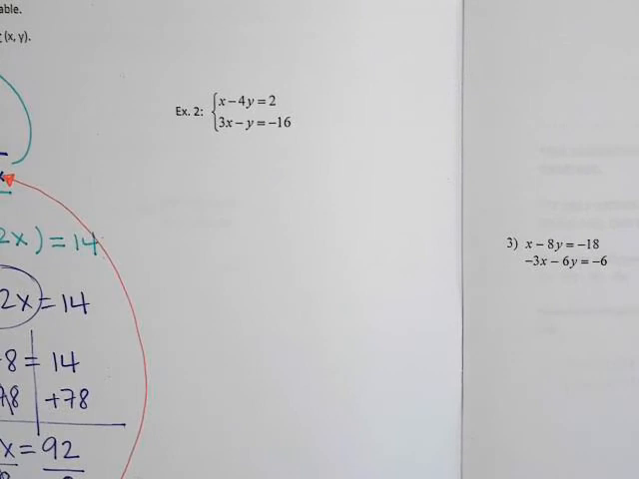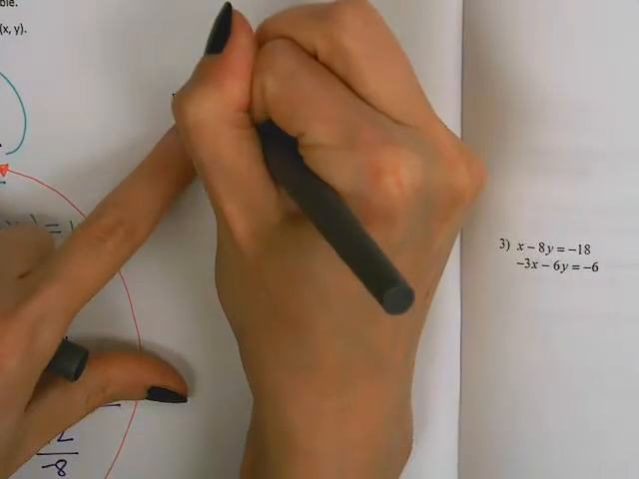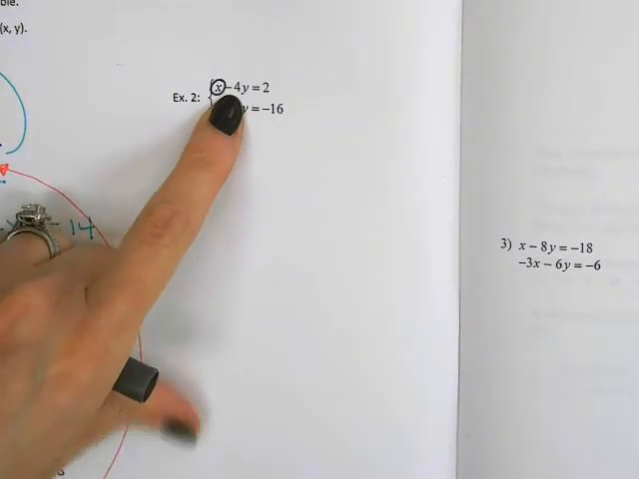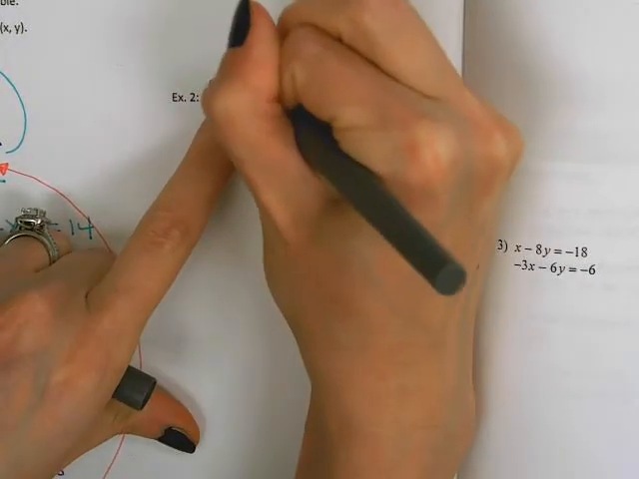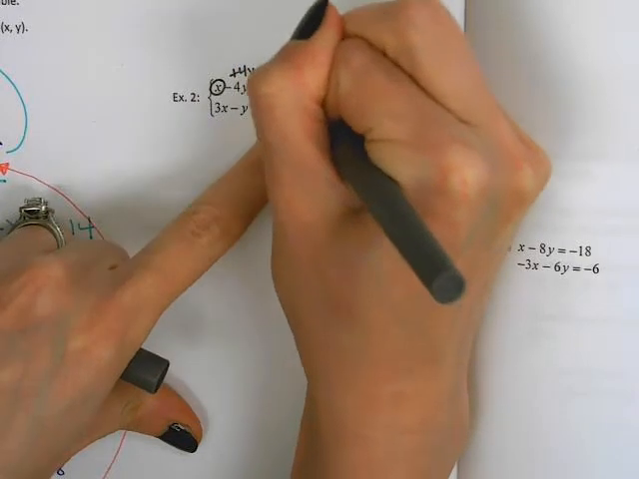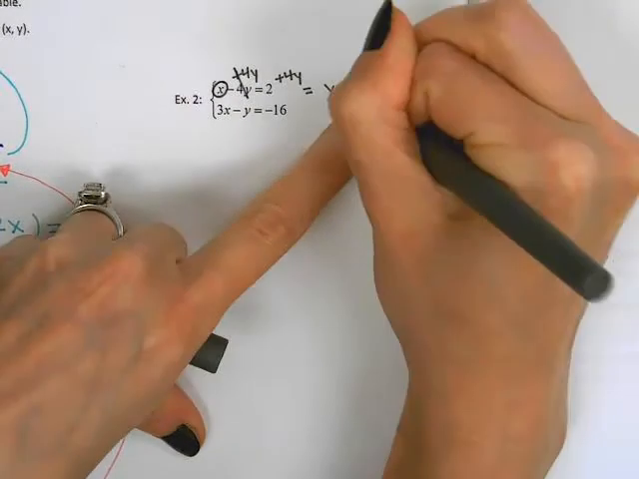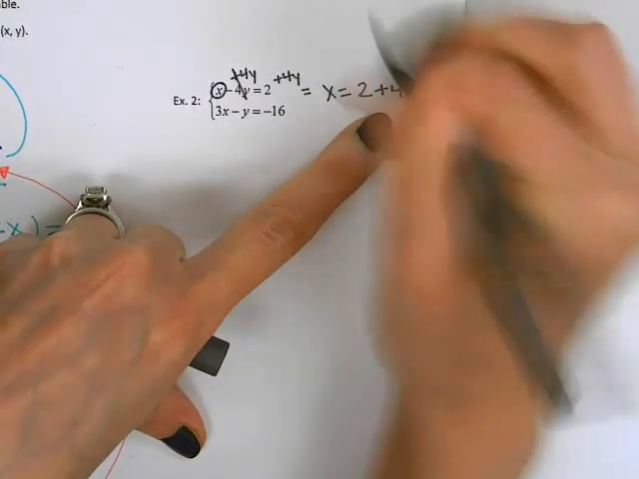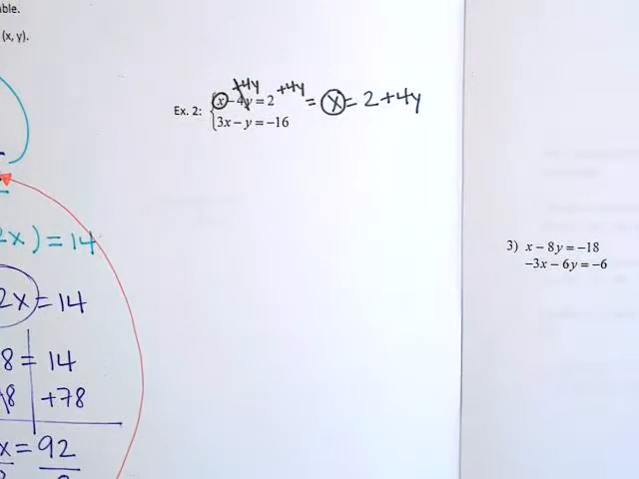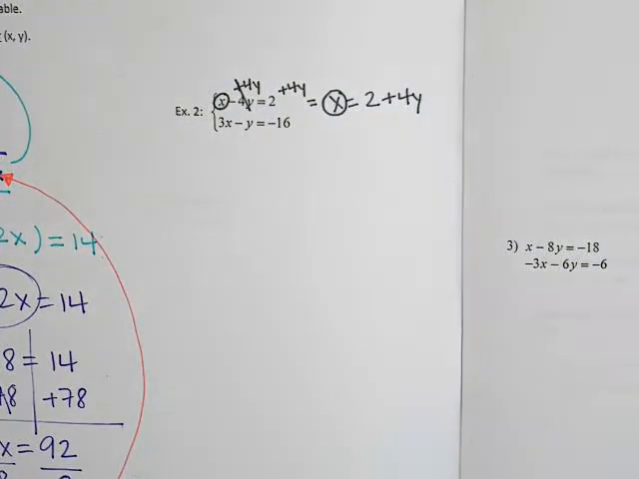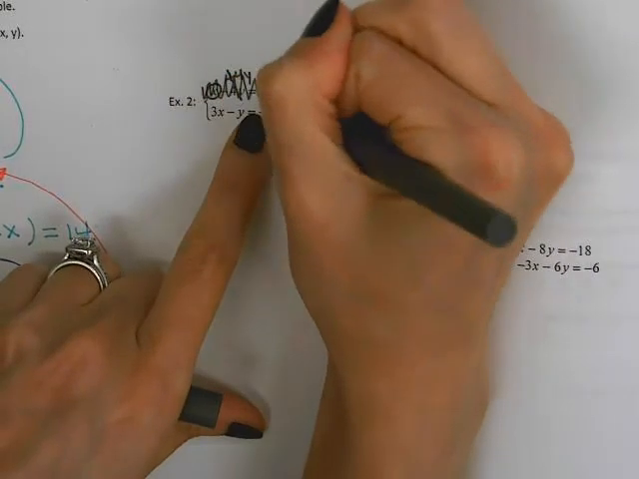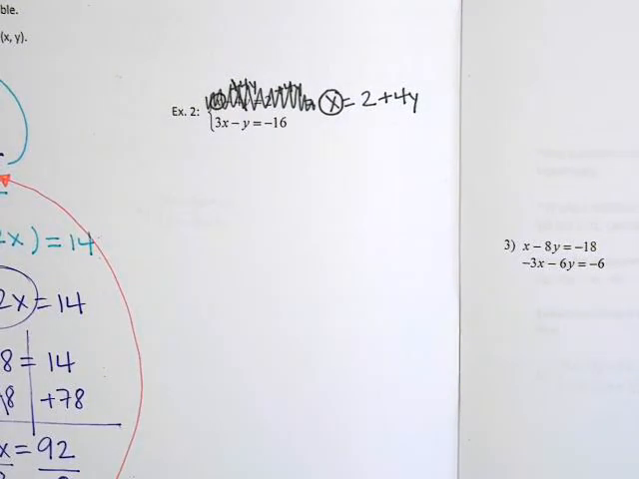Okay, example 2. No variable is alone yet, so let's get one alone. And I'm going to choose this x here. So if I want to get this x alone, I'm going to have to add the 4y to the other side. So then x is really 2 plus 4y. That is now alone. And then I'm just going to cross this off. Once I rewrite it, you could just forget about it. Okay, so x is 2 plus 4y.